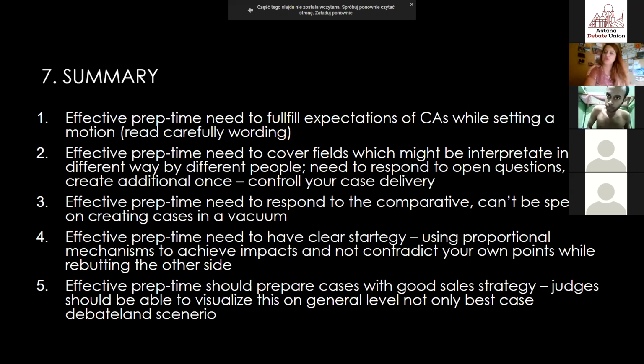Effective prep time needs to respond to the comparative, and can't be spent on creating cases in a vacuum, but in the framing of the debate. Effective prep time needs to have a clear strategy, using proportional mechanisms to impact and not contradict your own points while rebutting the other side. Effective prep time should prepare cases with a good sales strategy. Judges should be able to visualize this on a general level, not only in a best-case debate launch scenario. So the phrase effective prep time is just coming from the previous workshops where I used the slides, but I think it's perfectly applicable to the motion types and the motion analysis per se.